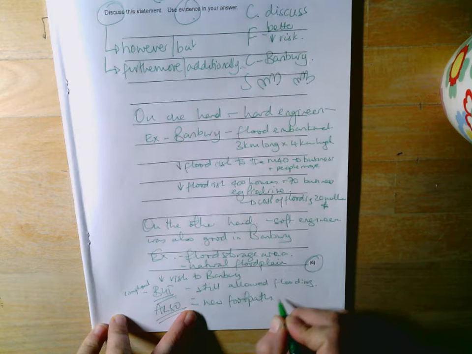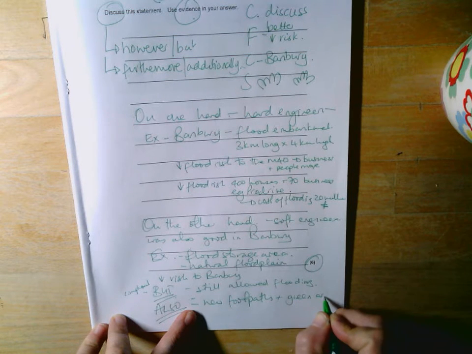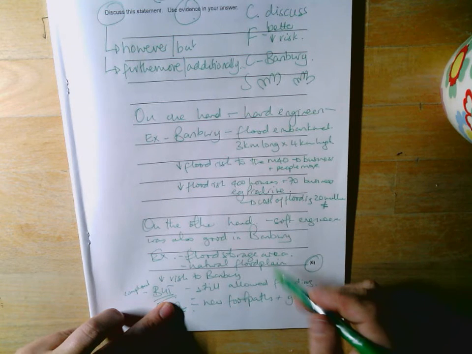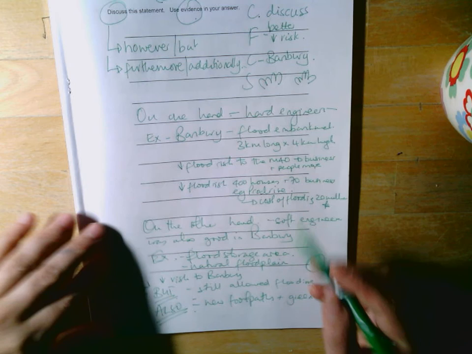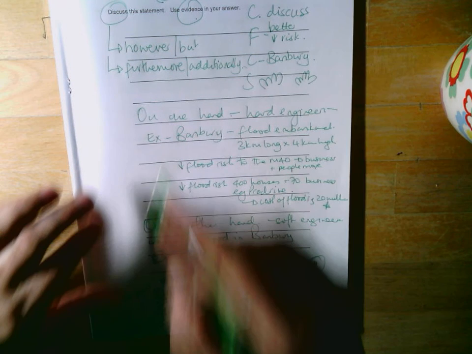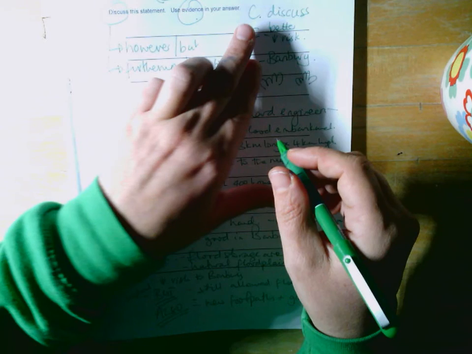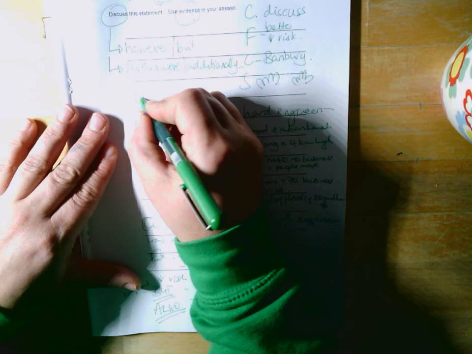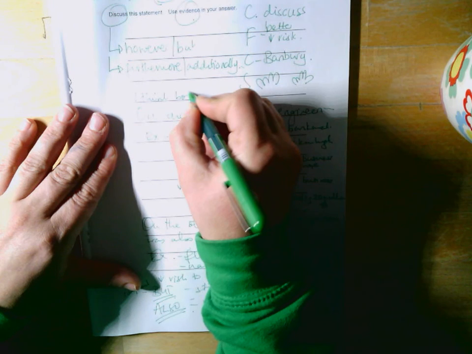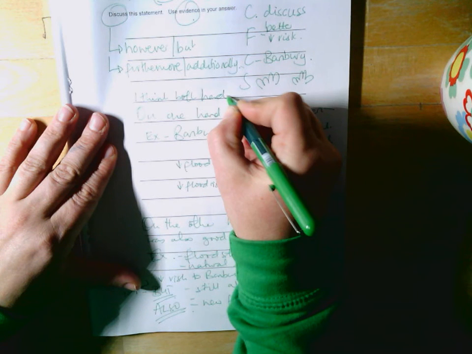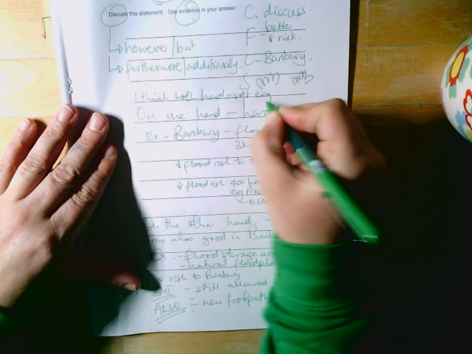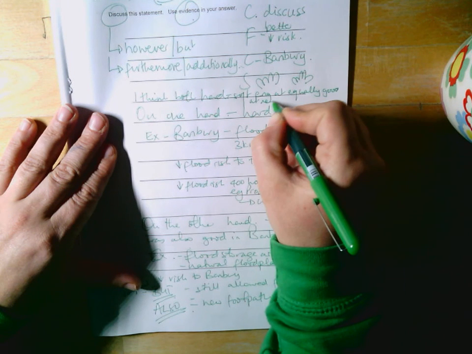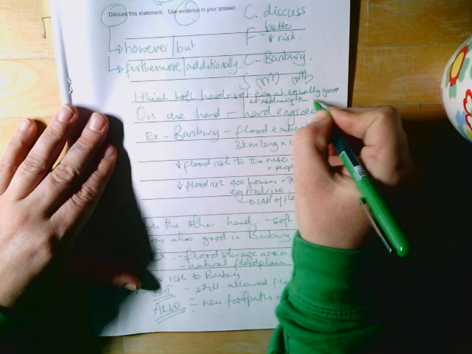So I haven't actually said which one I think is better. I've said that they're both really good, which is fine. I don't have to agree or disagree. So at the beginning, I'm going to say I think both hard and soft engineering are equally good at reducing the flood risk. Now, it doesn't matter what you say here as long as your essay agrees with it.